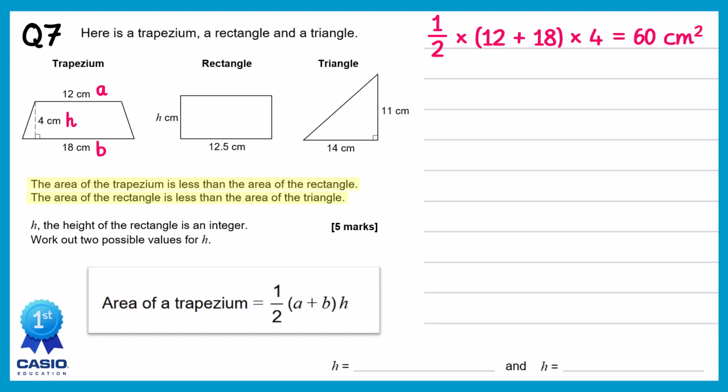What about the area of the triangle? Well, that's 1/2 multiplied by the base, which is 14, multiplied by the perpendicular height, which is 11. You can type this into your calculator as well and you'll get 77.